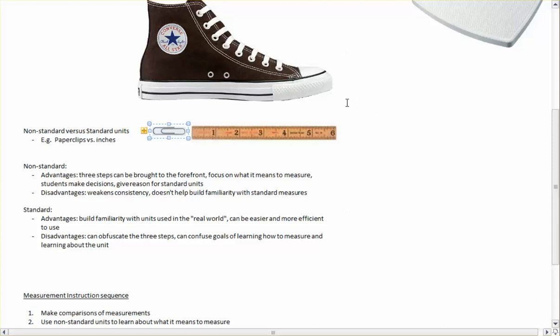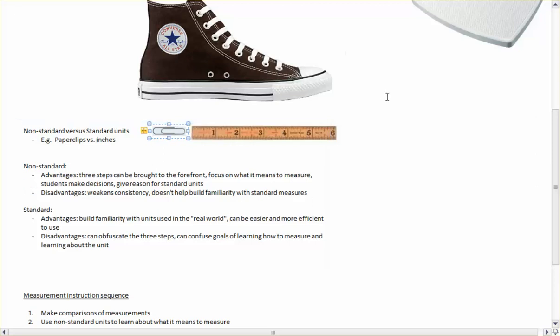In the end, using non-standard units also gives a motivation for transferring to standard units. If I use paper clips that are a little different size than yours, we might get two different measurements for the shoe. And who's right? How can we compare? Well, the answer is we pick a unit that's the same for everybody, like an inch, and then we all know. The disadvantages of doing this: it can weaken the consistency. For example, like I just said, two different length paper clips are going to give two different answers. So that can be a disadvantage if all we ever did was non-standard units. We wouldn't want to do that. Ultimately, we want the standard units. And it doesn't help build familiarity with standard measures.